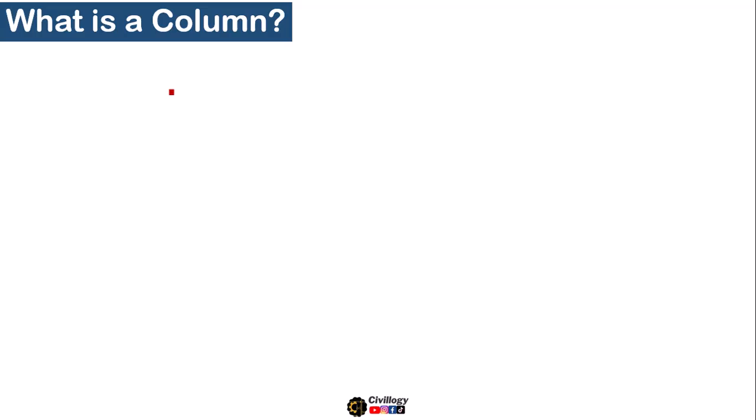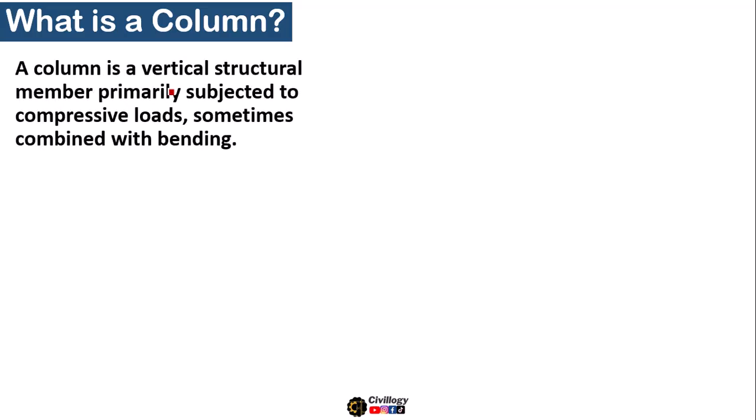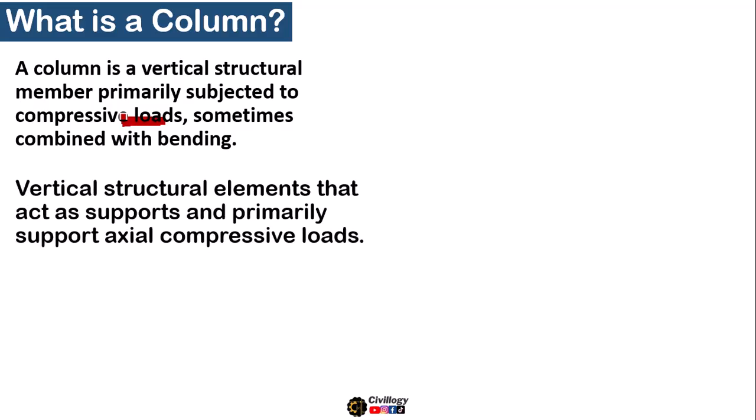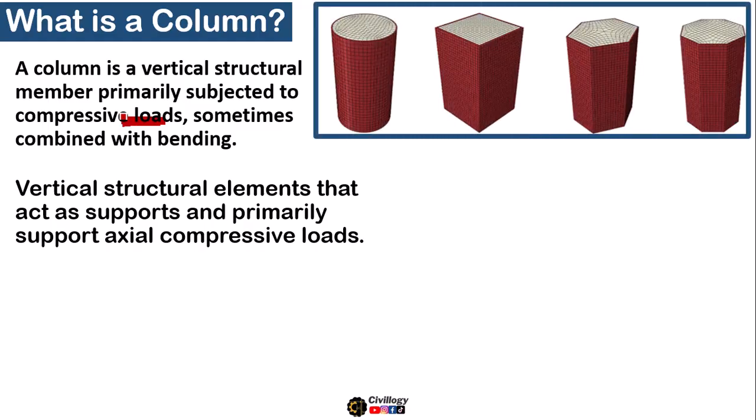What basically is a column? A column is a vertical structural member primarily subjected to compressive loads, sometimes combined with bending. Columns are vertical structural elements that act as supports and primarily support axial compressive loads. As you can see over here, there are different shapes and sizes of columns. They could be circular, square, rectangular or polygon shaped.